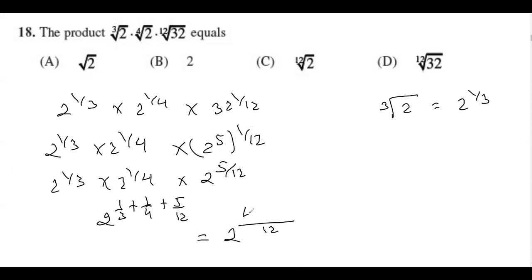This is 3, 4 times 3 is 12, and 3 into 1 is 3. And 12 one times is 12. And 5 into 1 is 5. Now I can write this as 4 plus 3, 7 plus 5, that is 12. So the numerator becomes 12, and the denominator was 12. So it's 2 raised to the power 1, which is 2 only. So we'll say that B is the correct option for this.